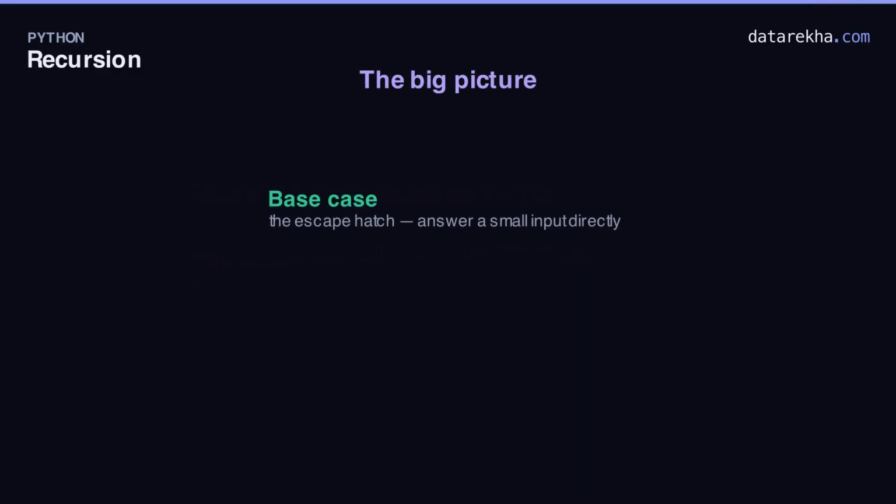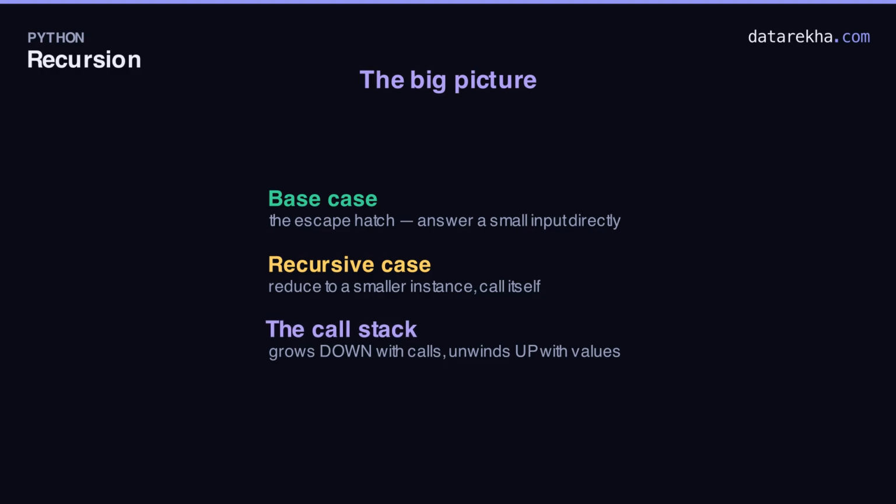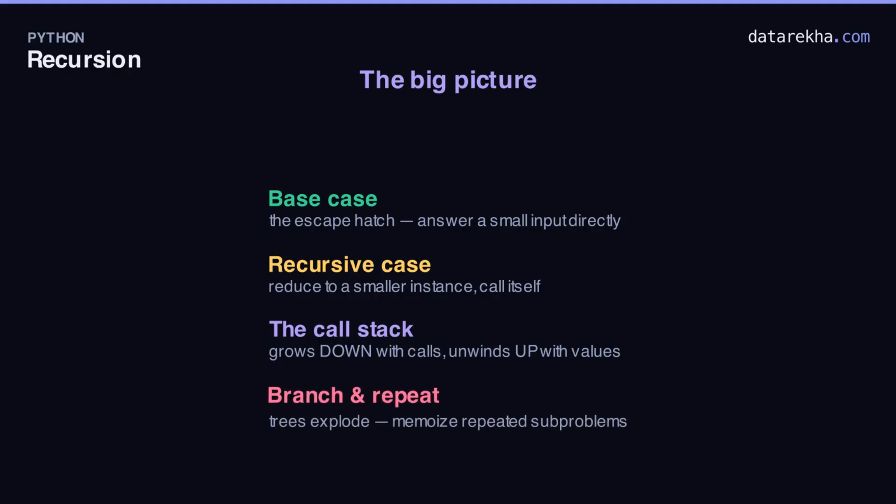Let's lock it all in. Every recursion needs a base case, the escape hatch that answers a small, simple input directly, with no further calls, and a recursive case that reduces the problem to a smaller instance and calls itself, always moving toward the base. Trace it with the call stack. It grows downward as calls pile up, then unwinds upward, and every combination, every add, every multiply happens on the way back up. When calls branch into a tree, watch for repeated work and memoize it.